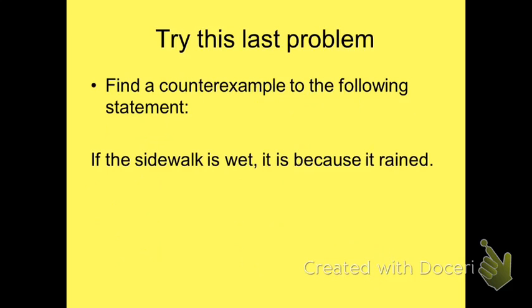All right, so it says, if the sidewalk is wet, it is because it rained. So, to find our counterexample, you have to find ways that the sidewalk could be wet that are not related to rain. So, one thing could be, say, a sprinkler. A sprinkler can make a sidewalk wet, and it's not rain. Any other example like that is also acceptable.